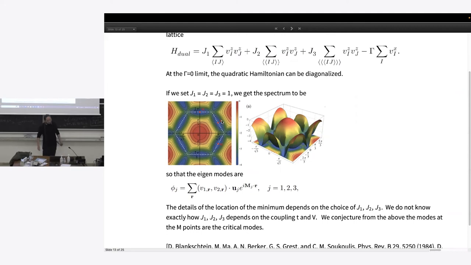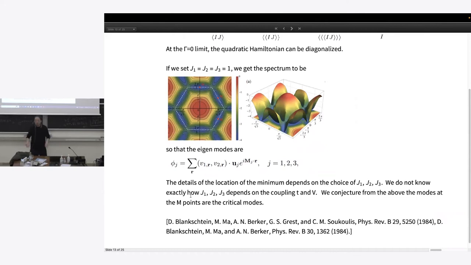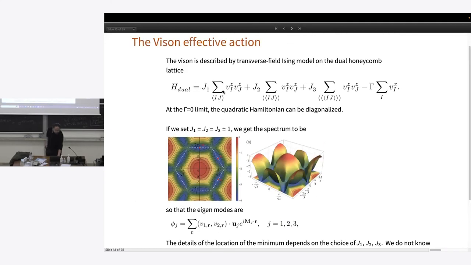So now you can ask how does your space group act on these modes? And you have three modes. And these are the phi one, phi two, and phi three of the O(3) model we put for the field theory that we will write an effective action for later. So you can ask how the translation acts on these modes, how the reflection and rotation act on these modes. This is a conjecture because I'm solving my Hamiltonian directly at just the zero gamma limit. And I'm just saying that potentially these M points are the critical modes. In principle, I'm not sure about it, but later I will confirm this conjecture from the numerical simulation.